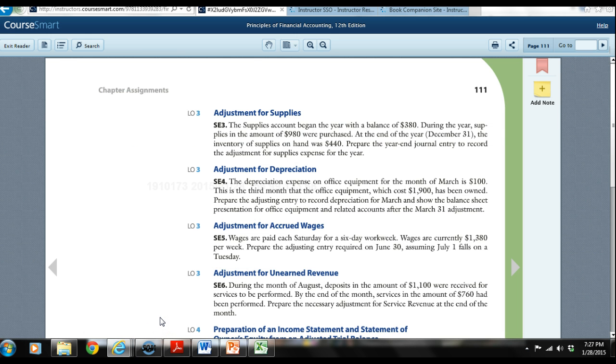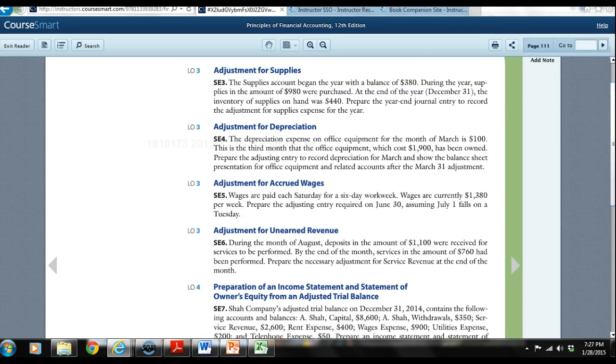Here's another one. Is this helpful to go through these problems? Next, SE4. The depreciation expense on office equipment for the month of March is $100. This is the third month that the office equipment, which cost $1,900, has been owned. Prepare the adjusting entry to record depreciation for March and show in the balance sheet presentation for office equipment and related accounts after the March 31st adjustment.